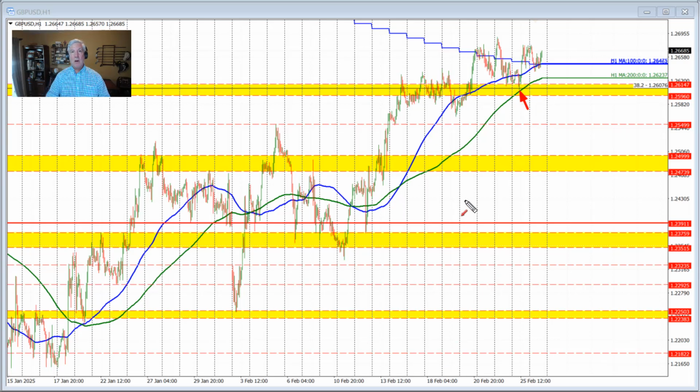Going forward, the roadmap suggests to me that if we're going to go lower, we need to get below both the 200-hour moving average and the 38.2% retracement and stay below those levels to increase the bearish bias, have traders looking toward lower levels. Absent that, the buyers are still in more control in the short, medium term, and maybe even the long term, but let's say short and medium term. And the sellers have to prove that they can take back control from those buyers.